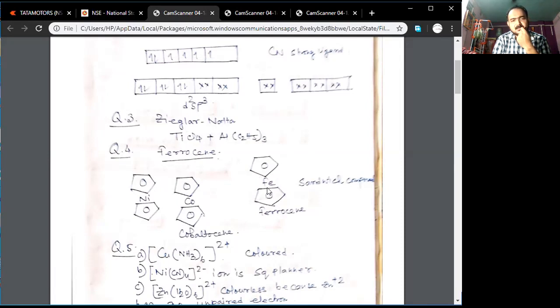In ferrocene, iron is present, that's why it is ferrocene. If cobalt is present, it is cobaltocene. If nickel is present, it will be nickelocene. Then there are also many compounds such as dibenzene chromium, etc. Ferrocene has definite importance in industrial chemistry, because in case of anti-knocking compounds, we used TEL. TEL means tetraethyl lead. This is very important. You should note it down.